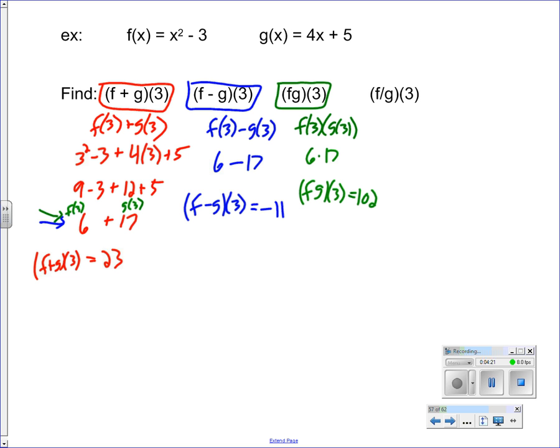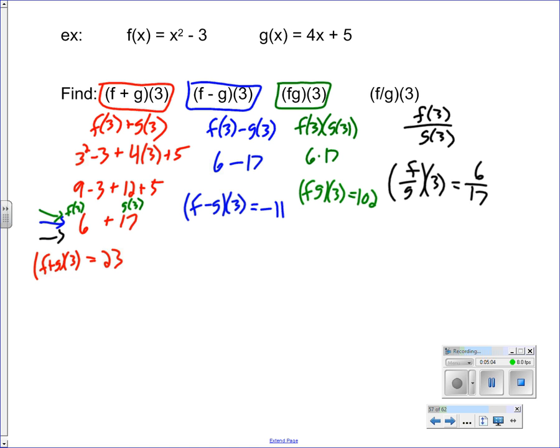And then the last one is quotient. So again, following the same rule, we're going to be dividing f of 3 by g of 3. We have those again from that first problem. So that's just going to be 6 over 17. So that's just an example of how we evaluate different combinations of functions, sum, difference, product, and quotient, when we're given a value.